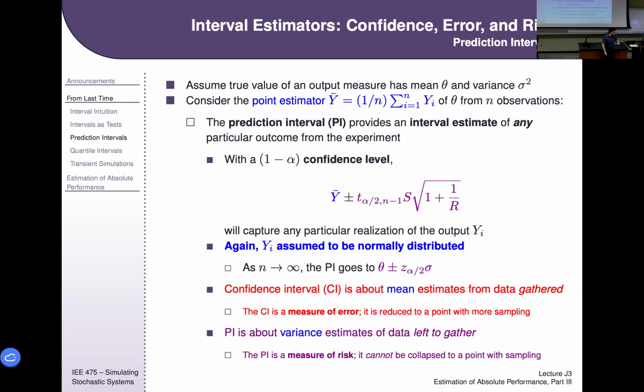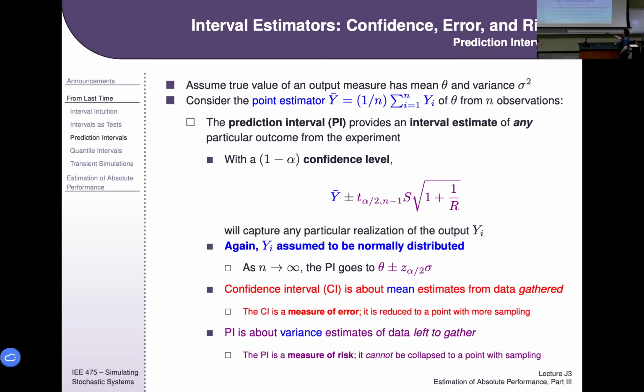What the prediction interval says is, okay, I ran 10 replications. Where is the next output, the 11th replication? So it is not trying to necessarily capture the true mean. It's trying to capture the true variance. It's trying to get an idea of, based on how many replications you've run, how much variance you think is in the system, so that if we continued to run replications, we went back to the system, how variable is it, like where might things land?